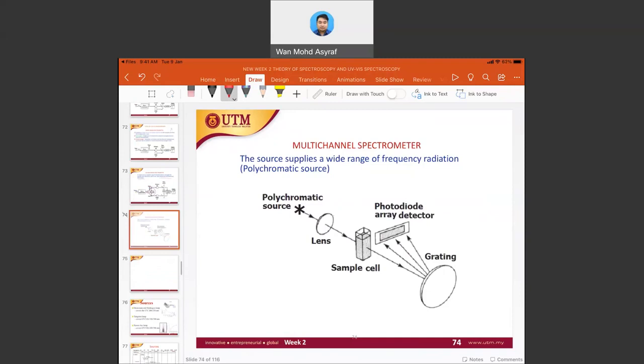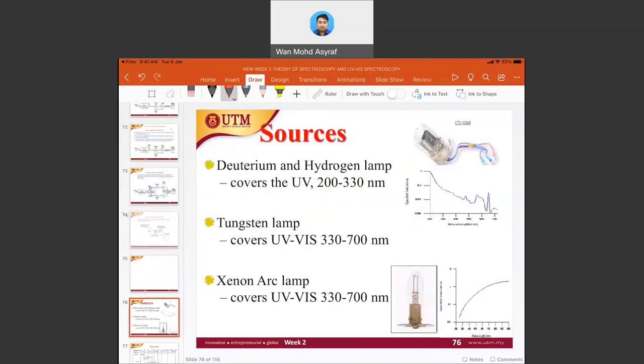Right. So now we are going to look into each of the instrumentation parts. Okay, so the first one is the sources. So sources, how is it? Sources is something that provides electromagnetic radiation. So we have different kinds of sources, which in this case we call lamps.